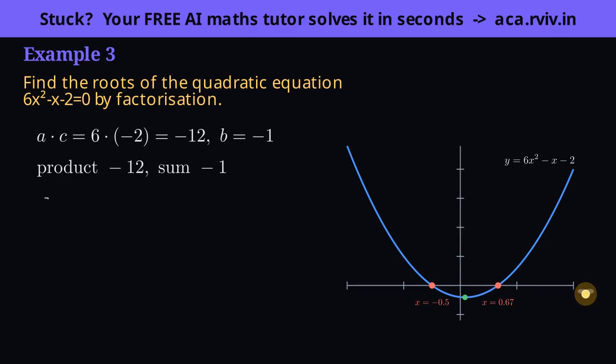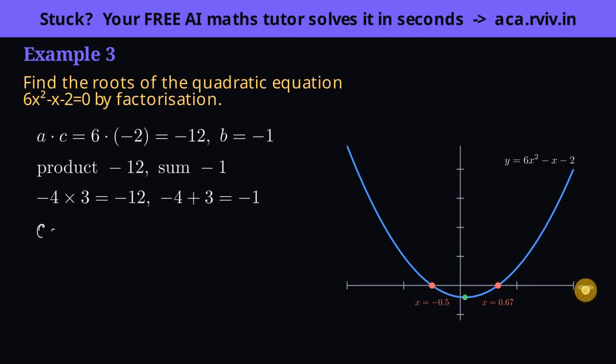Let's find them. A negative product means the two numbers have opposite signs. Testing pairs that multiply to 12, 3 and 4 fit, and to get a sum of minus 1 we make the bigger one negative, minus 4 and plus 3. Check: minus 4 times 3 is minus 12, and minus 4 plus 3 is minus 1. Perfect!